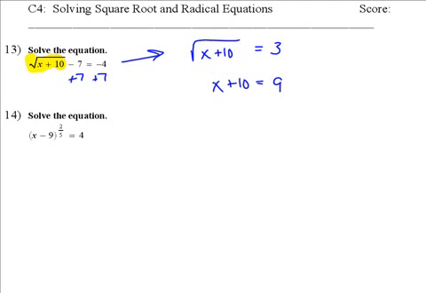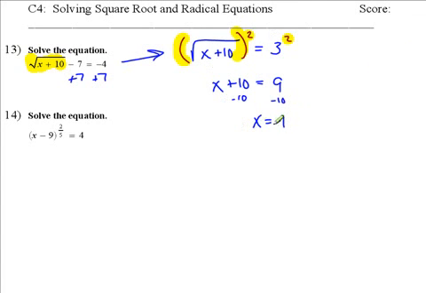So what did I do there? What I really did was raise both sides to the second power. I squared both sides. And if you square a square root, they'll undo each other, and you just get left with what's inside, which is really nice when that happens. Here I'm going to subtract 10 from both sides, and the result is x equals -1. Now because I've squared both sides, I have to make sure that I don't have an extraneous root here. I have to check that.